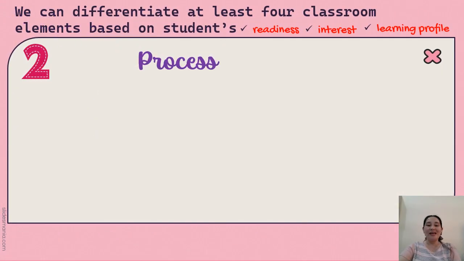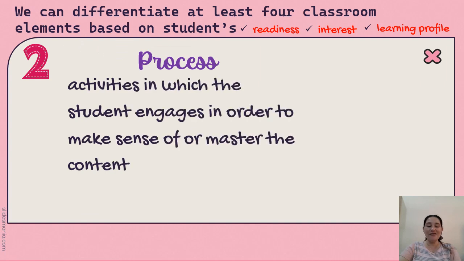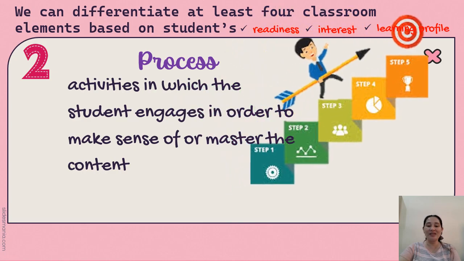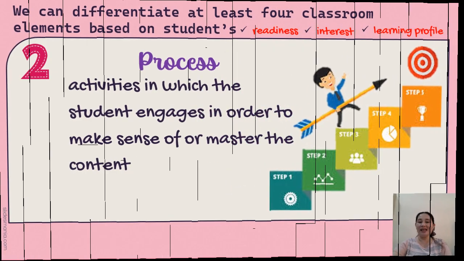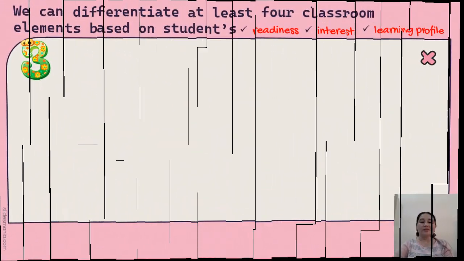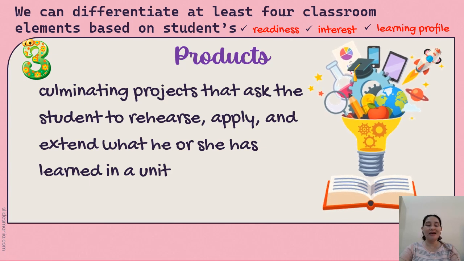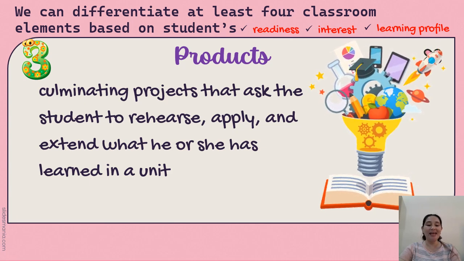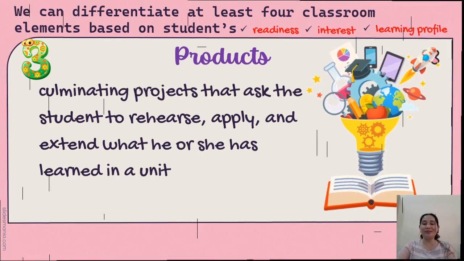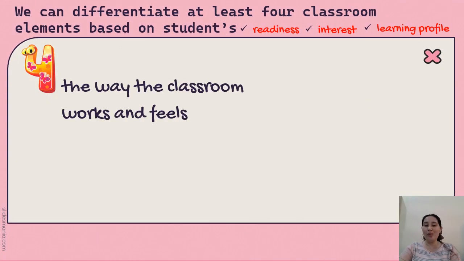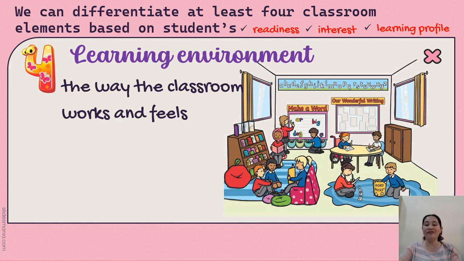Number 2, process. It's the activities in which the student engages in order to make sense or master the content. Number 3, products. Culminating projects that ask the student to rehearse, apply, and extend what he or she has learned in a unit. Number 4, the way the classroom works and feels is what we call the learning environment.